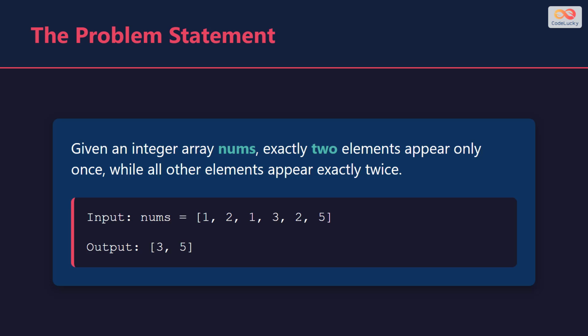Here is the challenge. You are given an integer array where exactly 2 numbers appear only once, and every other number appears exactly twice. Your task is to find those 2 unique numbers. For example, if the input is 1, 2, 1, 3, 2, 5, the output should be 3 and 5.